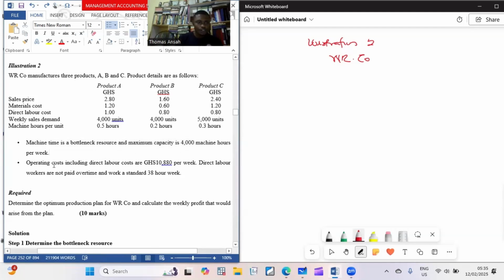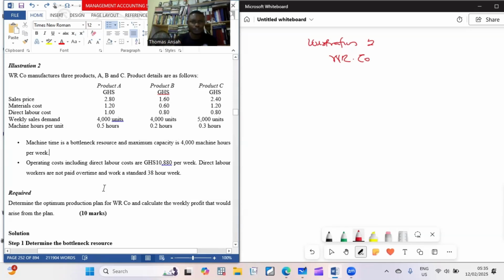And it is 4,000 hours. Operating cost: don't forget, I told you that operating expense and operating cost are all fixed cost, including labor cost. So even though labor is given here, the cost here includes labor cost per week. So don't forget, these are also weekly. Direct labor workers are not paid overtime, and work a standard 38-hour week. We are supposed to determine the optimum production plan for WR Company and calculate the weekly profit that will arise from the plan.